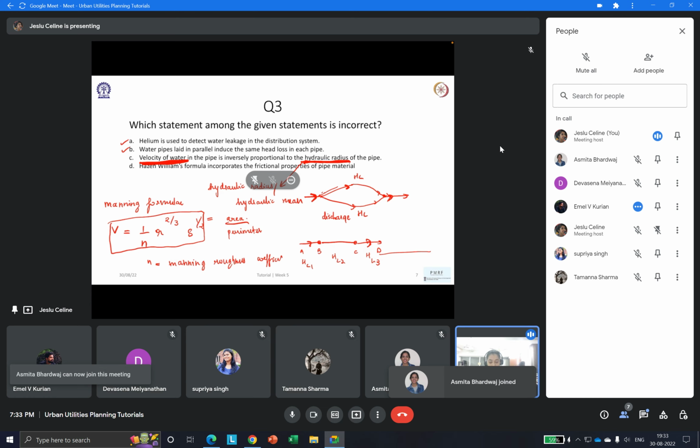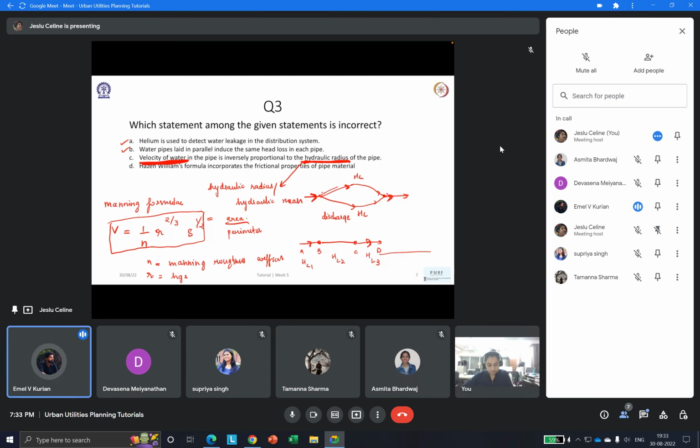Yeah, Manning's roughness coefficient, and R is our hydraulic radius that we are talking about. So it is directly related. And what is S? S is your hydraulic gradient, or the slope of the hydraulic gradient. Basically, it's HL by H. We will discuss that in the coming problems. So this is the formula.